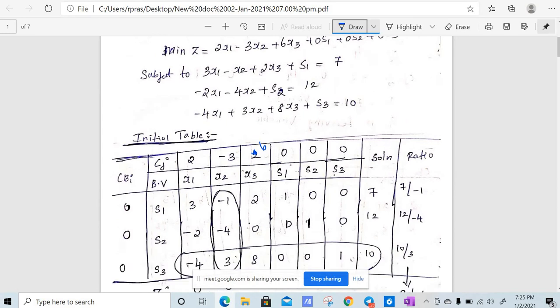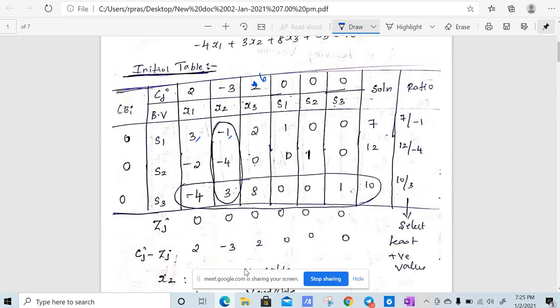So x1, x2, x3, s1, s2, s3, and what is the first constraint? The first constraint is 3, minus 1, 2, 1, 0, 0. And here minus 2, minus 4, there is no x3, and there is no s1 and s3, so we will have 0. These are very easy. Now you need to form zj, and for the initial simplex table it will always be 0. Now you find cj minus zj. So 2 minus 0, minus 3 minus 0, 6 minus 0.